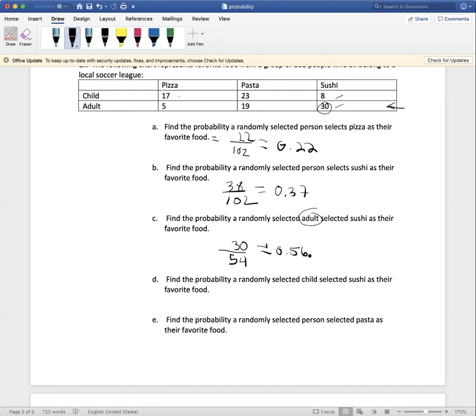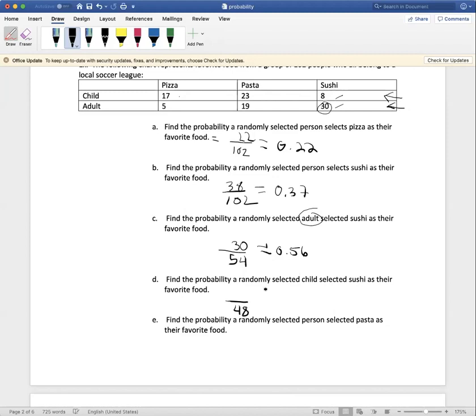The next one, find the probability a randomly selected child selected sushi as their favorite food. So again, now our denominator is going to change because I'm not looking at all the people, I'm just looking at the children. So if we look at the children row here, we have 17 plus 23 plus 8. Well, that's going to give us a total of 48.